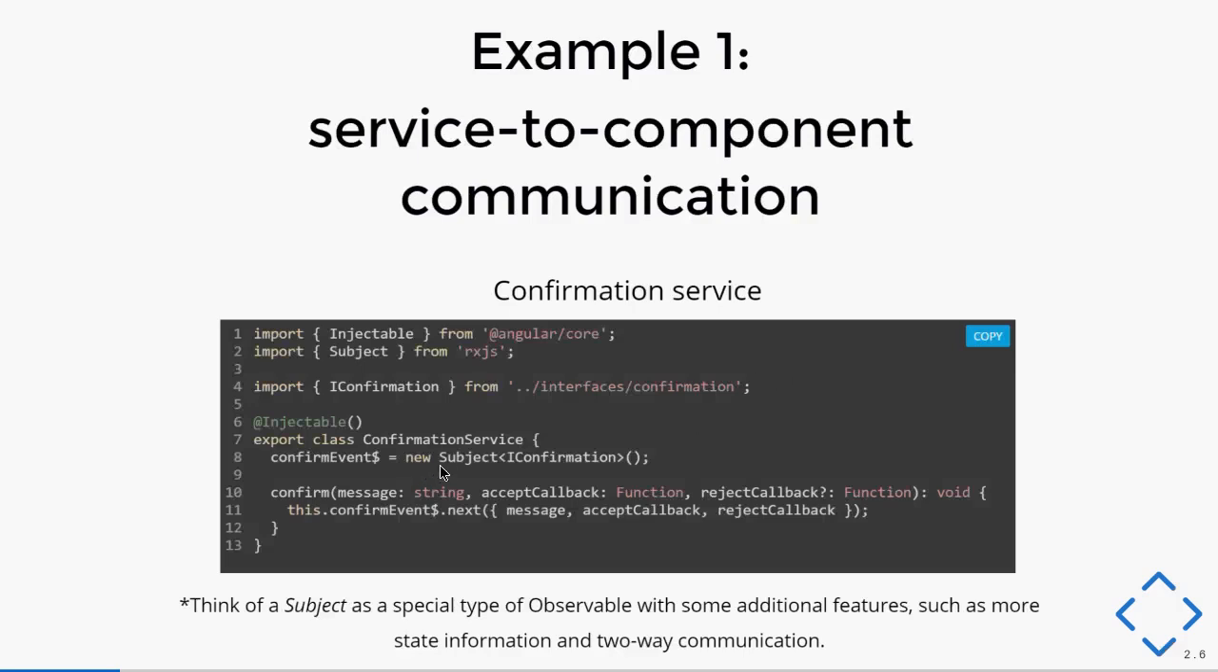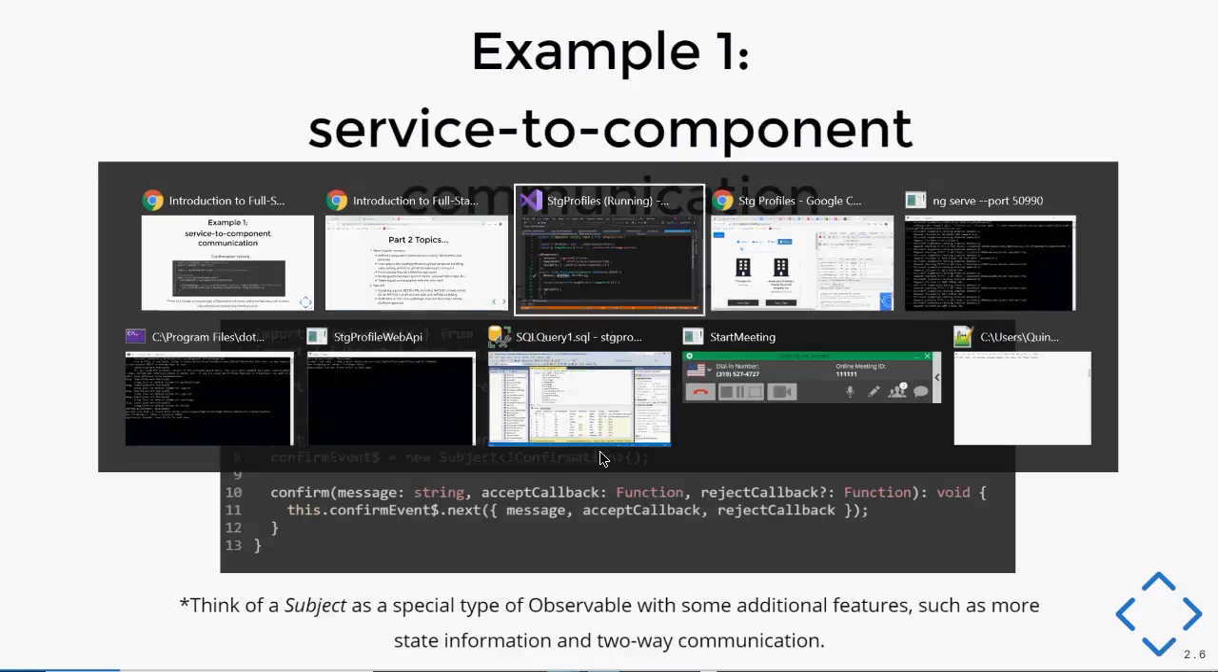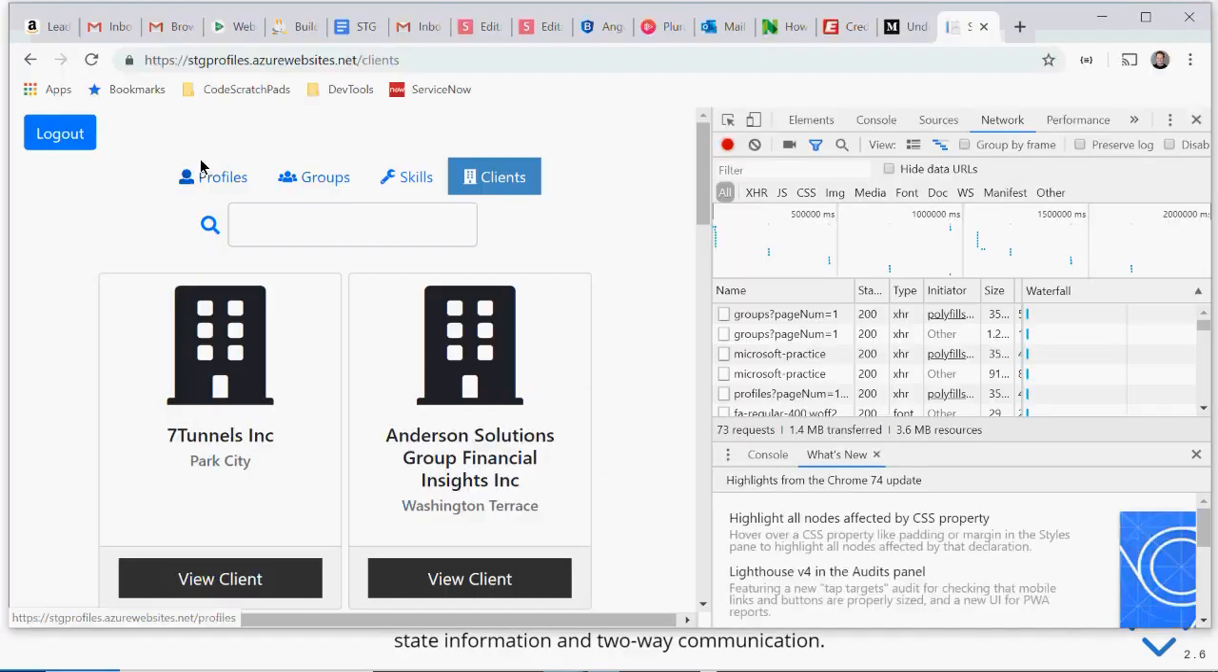We have this concept of a subject, and think of the subject as a special type of observable with additional features. We can have more information on the status of these observables, on state information, and we can also facilitate more two-way communication with the subject. But at the end of the day, just think of subjects as a special kind of observable. If you notice here in the code, we have a service called confirmation service. Let me illustrate on the website how this is working.